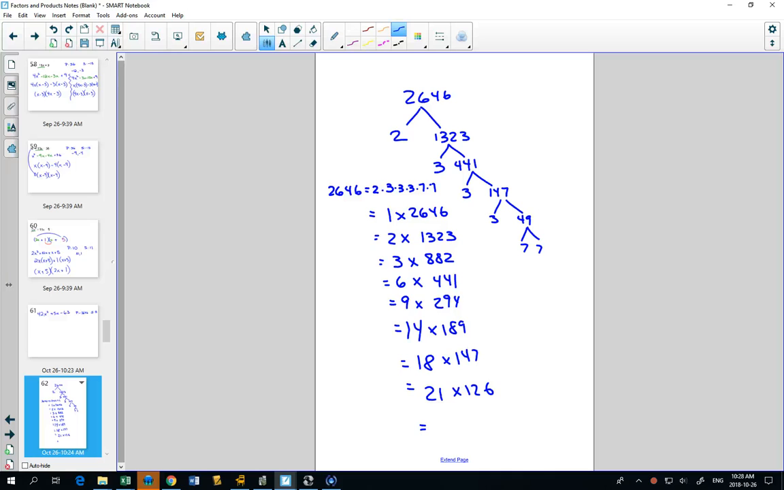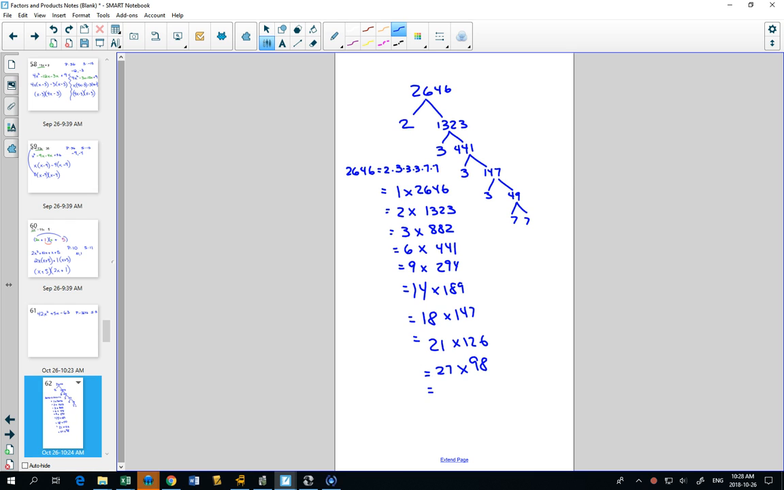Is 27 the next number? 3 times 3 times 3? I think so. How long is this question taking us? A long time. We still haven't found the two numbers that have a difference of 5 in them.